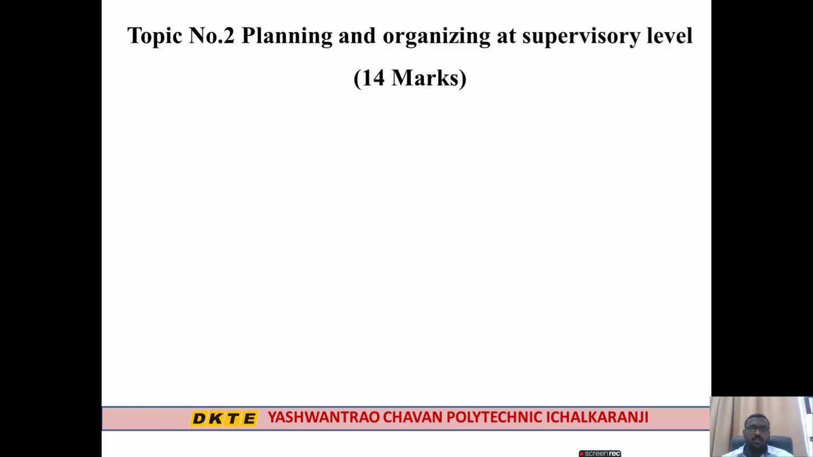Second topic is planning and organizing at supervisory level, which is of 14 marks. Before starting any work or activity, we should plan and organize different resources required to carry out the work or activity. For example, in a mechanical workshop, if we want to machine some component, first we do planning like time required for machining, which is the first operation, which is the second operation, and so on.